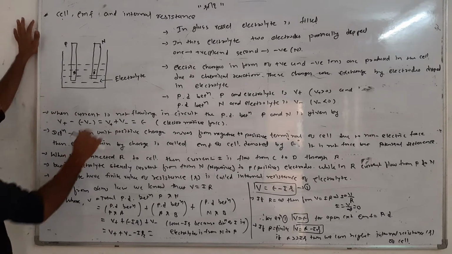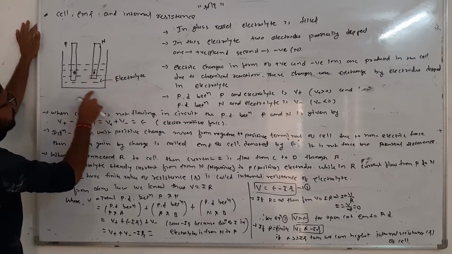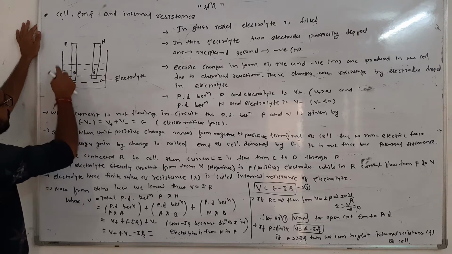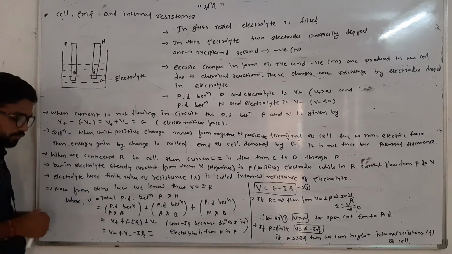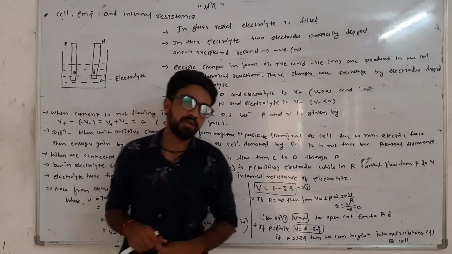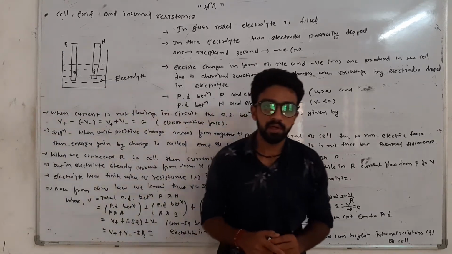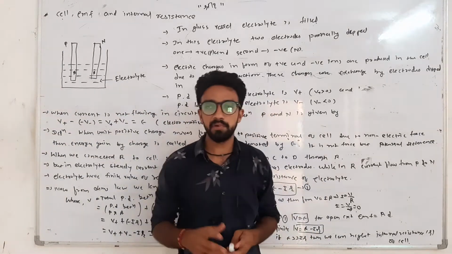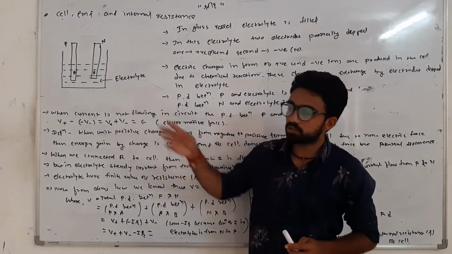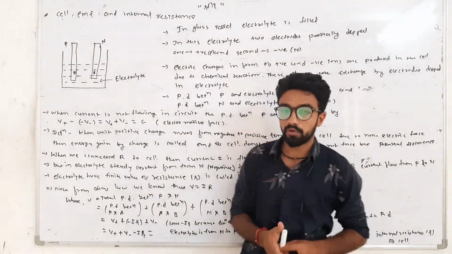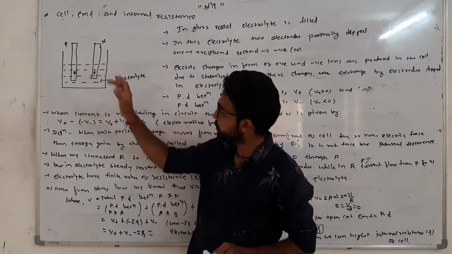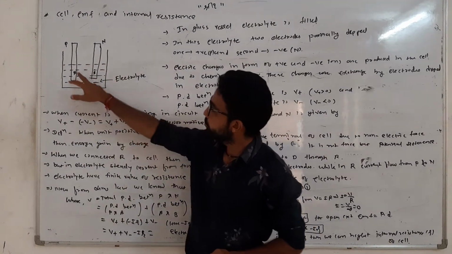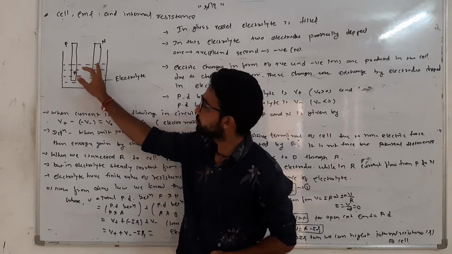First of all, we take a glass vessel. This is the glass, any object you can take, and then you fill the glass with electrolyte. What is the electrolyte? It is a conducting solution in which some chemical reaction takes place and positive and negative charges, ions, can be formed. Okay, so take a glass vessel in which you fill the electrolyte and then you need two electrodes.